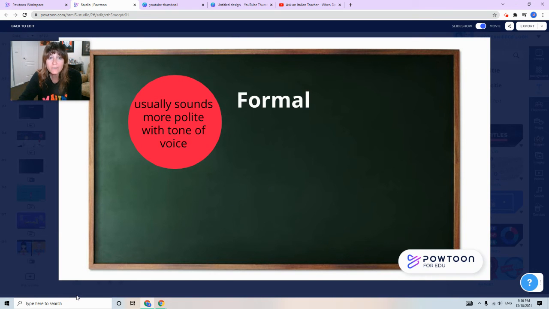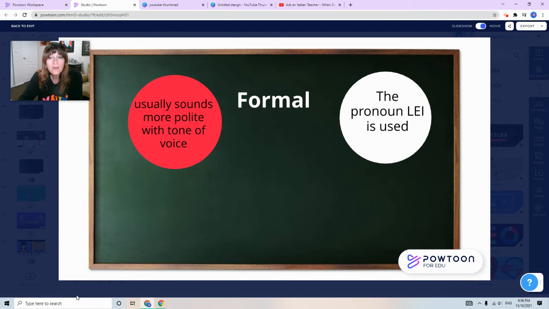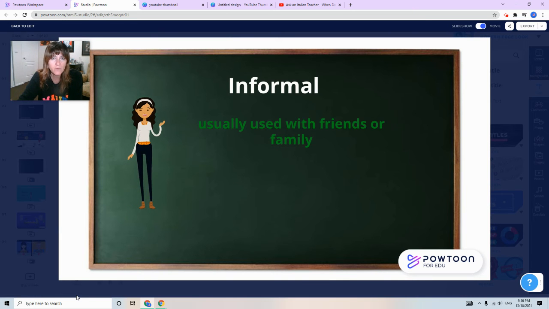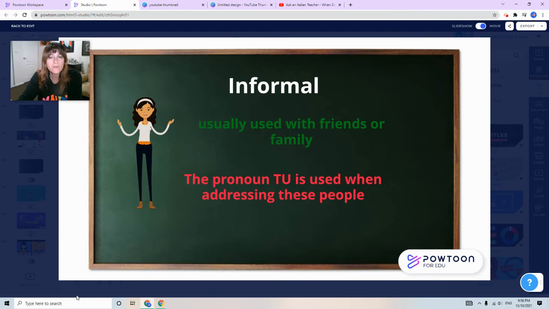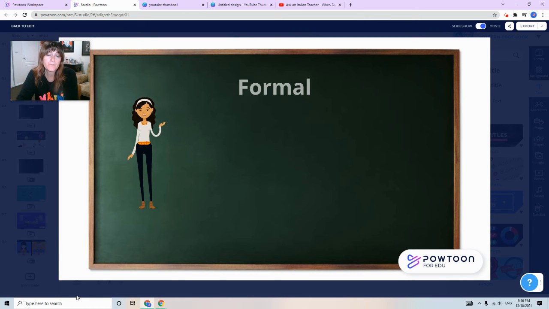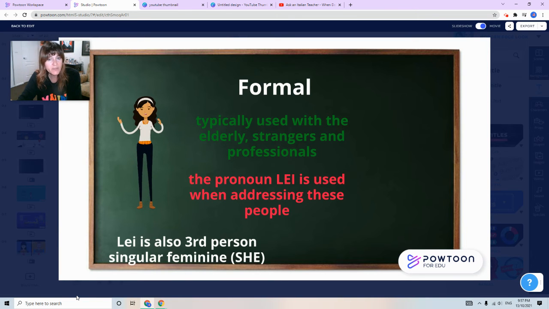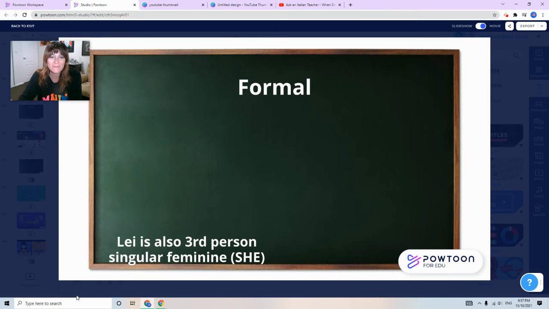Now, formal usually sounds more polite with the tone of voice. The pronoun lei is used. So you have to kind of know the person's age, what kind of authority they have, and how well you know them. That's when you use the formal. Informal, you usually use with friends or family, and you use the pronoun tu when you're addressing people. Okay, so again, formal, typically use it with elderly, strangers, and professionals, and we use the pronoun lei when addressing these people. Now, lei also means she in the singular third person, but we'll talk about that later.